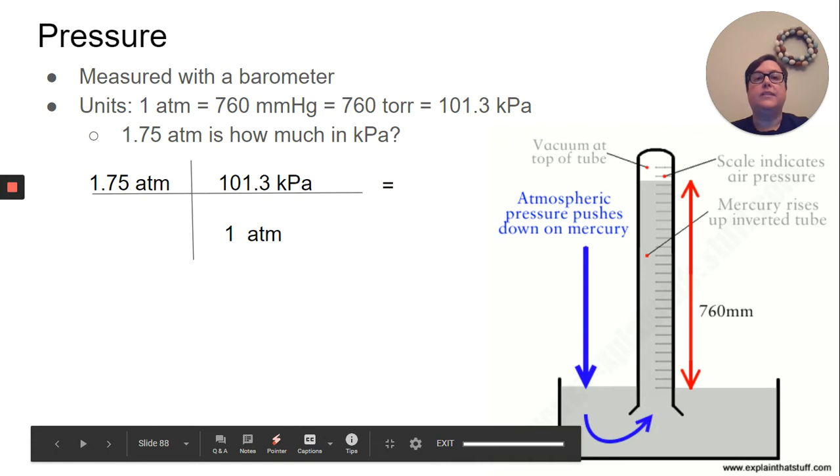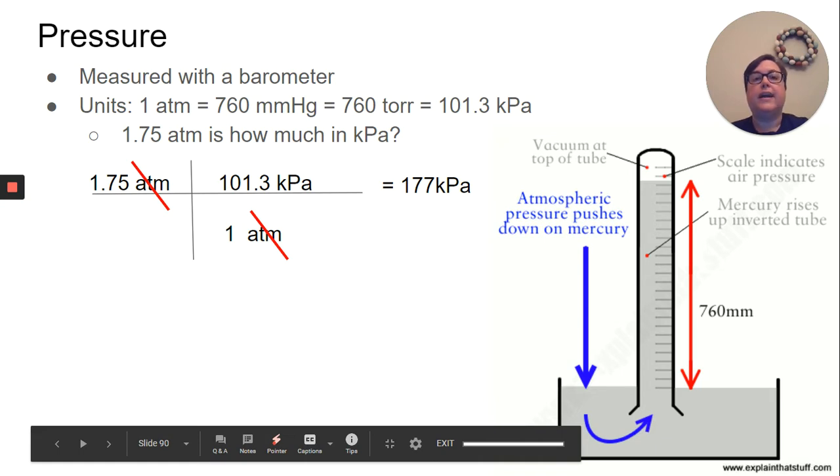So all we have to do then to find our answer is multiply and divide. So 1.75 times 101.3 divided by 1, and we get 177. Now I only used 3 significant figures because our given 1.75 is 3 significant figures. When we multiply and divide, the atm will cancel, leaving us with kilopascals as our answer.